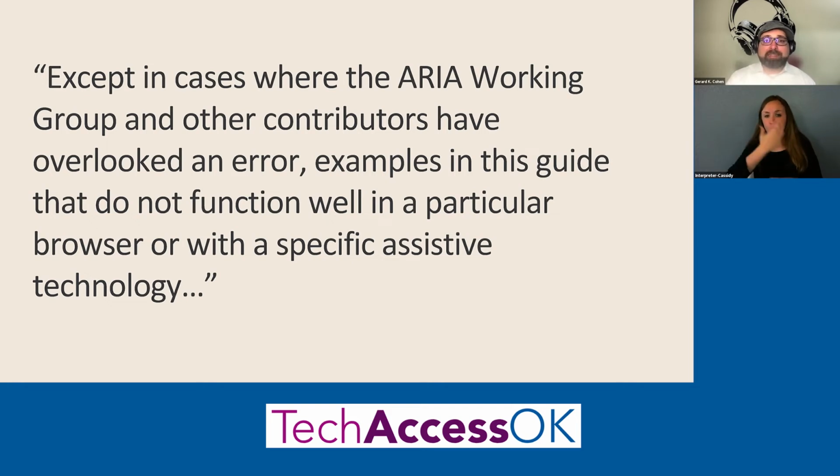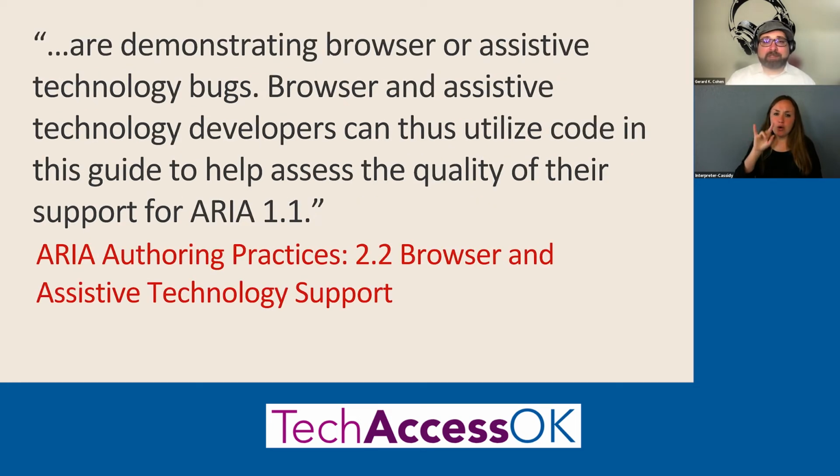It goes on to say, except in cases where the ARIA working group and other contributors have overlooked an error, examples in this guide that do not function well in a particular browser or with a specific assistive technology are demonstrating browser or assistive technology bugs. Browser and assistive technology developers can thus utilize code in this guide to help assess the quality of their support for ARIA 1.1. And that's from the ARIA authoring practices document, section 2.2, browser and assistive technology support, with some added emphasis by me. So what does this all mean? What this is saying is that they don't provide any guidance as to how to work around bugs in browsers or assistive technology.